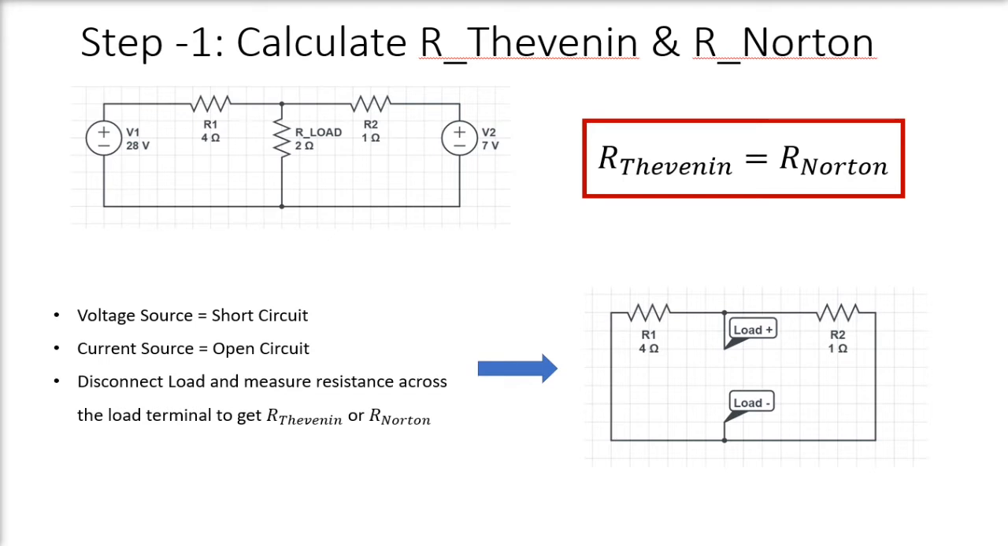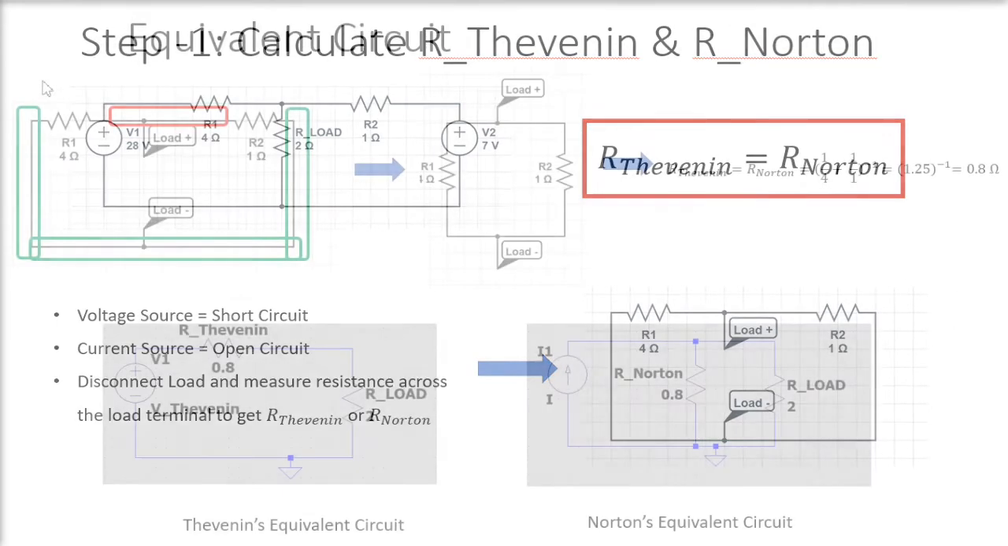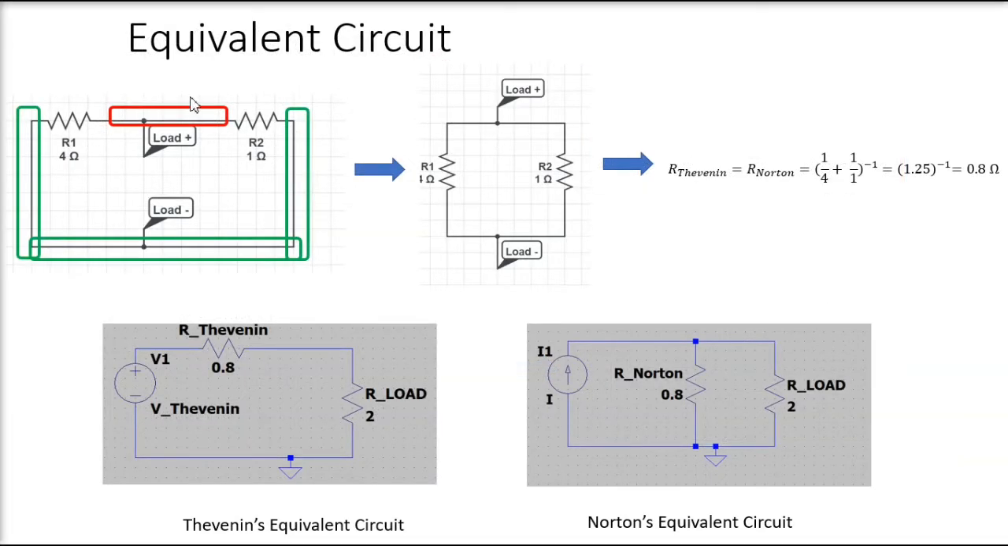and then measure the resistance across the load terminal to get the R Thevenin or R Norton. As you see, this is our complex circuit, right? And we have to find the R Thevenin or R Norton. In order to do that, like the instruction, I short circuited the voltage sources and I made the current sources open circuit. There are no current sources, so I just wrote the equivalent circuit right over here. So after taking care of the sources, this is how my equivalent circuit stands.